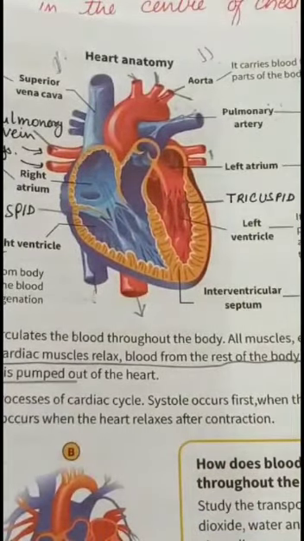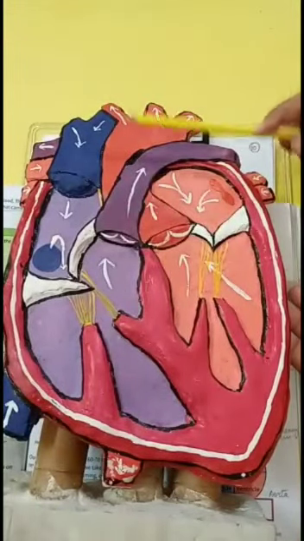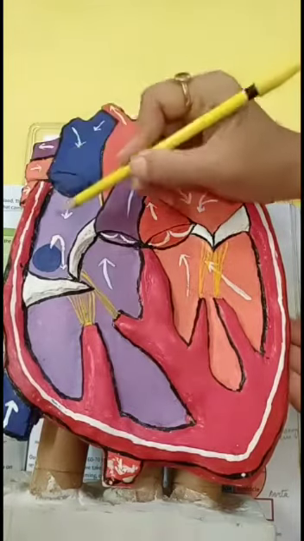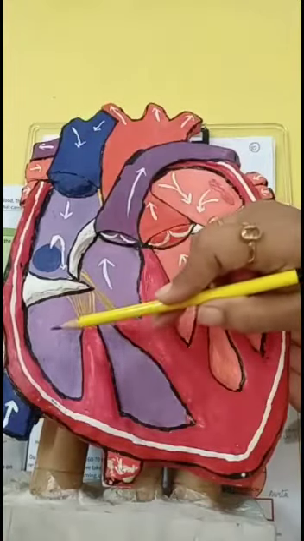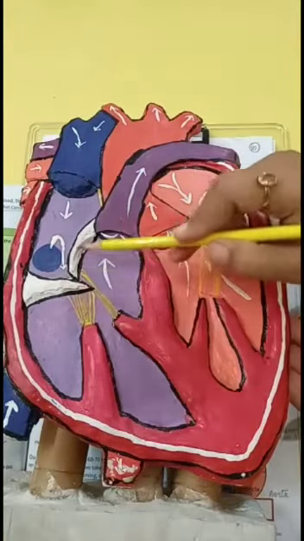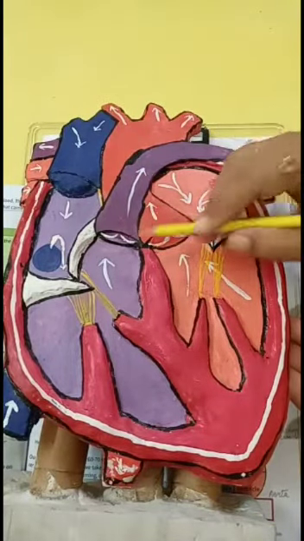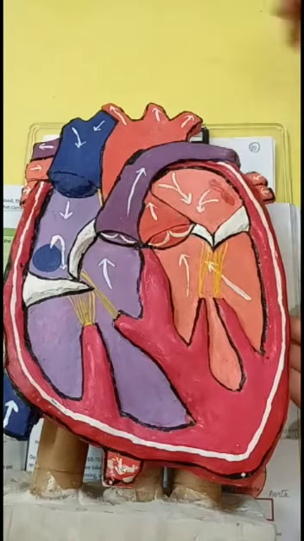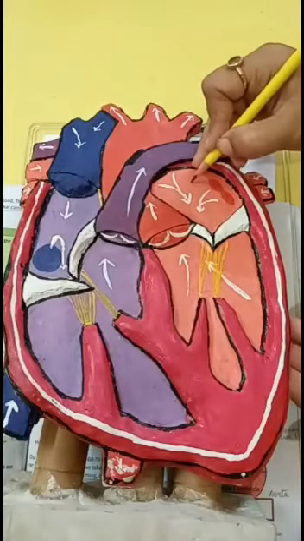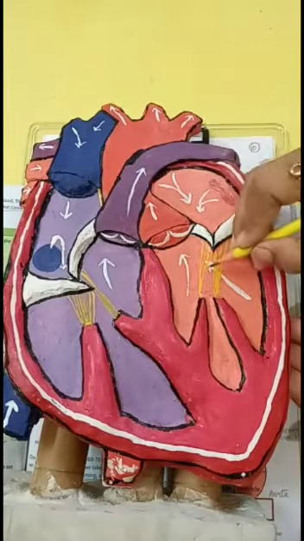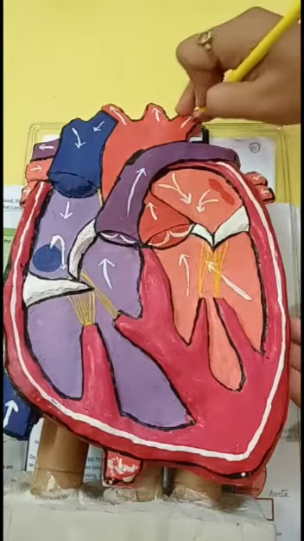Now I'll show you the model of heart. Now this is the cut section of heart. This is right auricle. This is superior vena cava, inferior vena cava. This is right ventricle. These are bicuspid valves, and here in the left side we have tricuspid valve. This is pulmonary artery. These are pulmonary veins. They bring back the oxygenated blood into the left atrium. From here the blood enters left ventricle, and through this aorta it is distributed throughout the body.